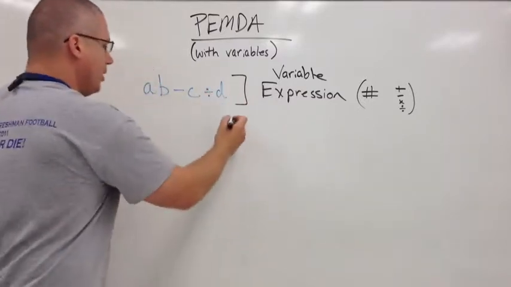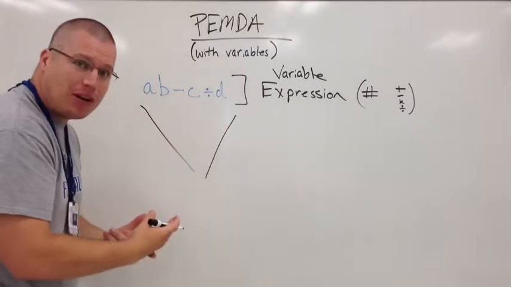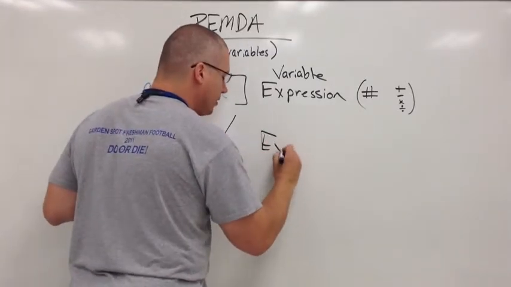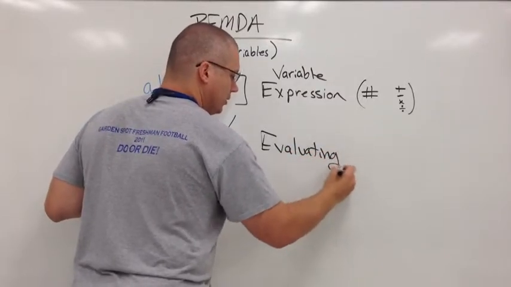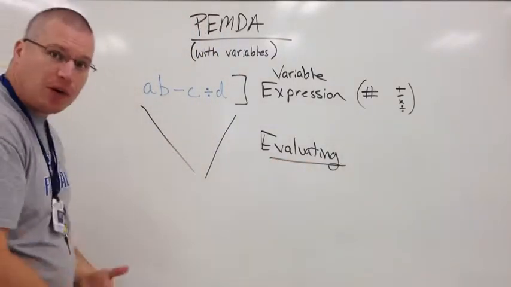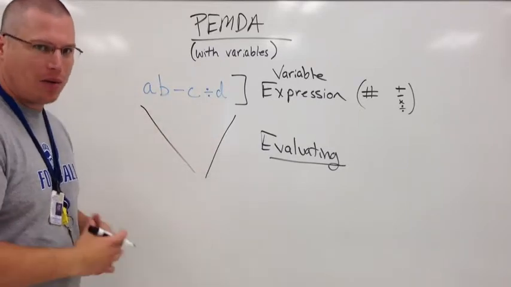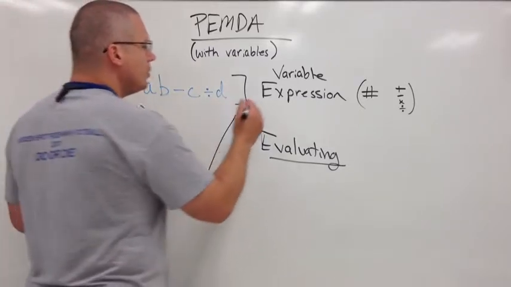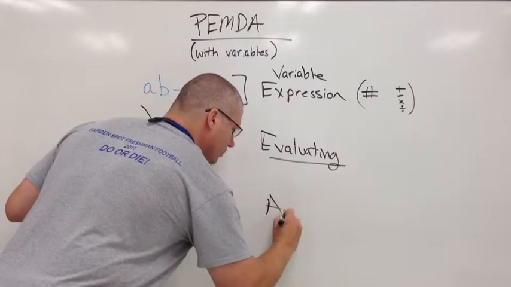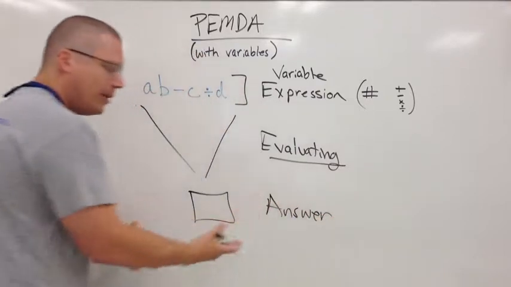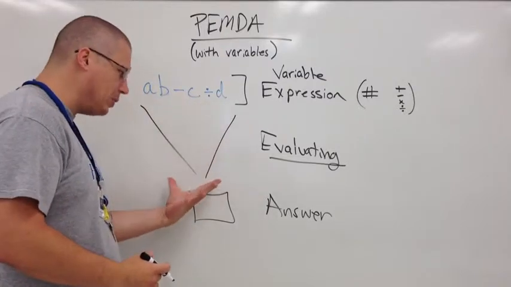Now, what do we do with it? Well, you remember with our PEMDA problems, we would funnel them down to one operation at a time. This process is known as evaluating. Since we're doing it, it's evaluating. We are evaluating it. So if somebody says evaluate this, what they mean is, what is the value of it? Find the answer. So this is what it is, this is what we do with it, and at the end, this is what we get. So those are just three things I wanted to get out of the way. This is what it is, this is what we do, this is what we get.